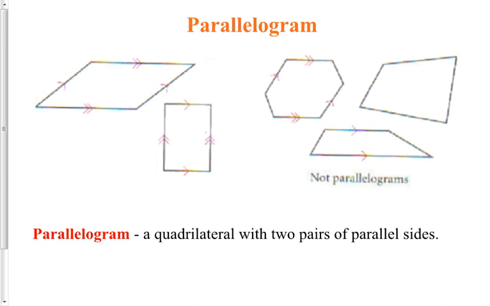Next, parallelogram. On the left, we have 2 examples of parallelograms, and on the right, we have 3 examples of polygons that are not parallelograms. Looking closely at these examples, we can conclude that a parallelogram is a quadrilateral with 2 pairs of parallel sides.